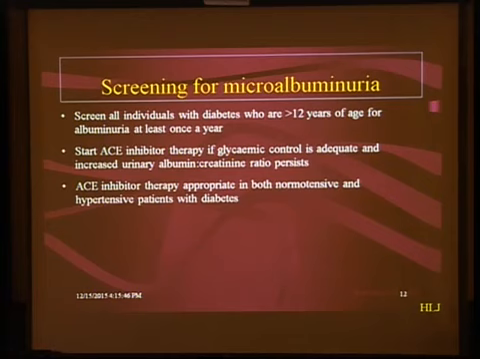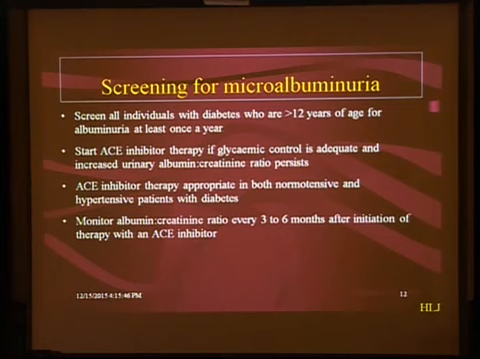ACE inhibitor therapy is appropriate in both normotensive and hypertensive patients with diabetes, not only for hypertensive patients. If you have patients with normal blood pressure and microalbuminuria, you can give an ACE inhibitor or ARBs. And monitor the albumin creatinine ratio 6 months after initiation of ACE inhibitors.